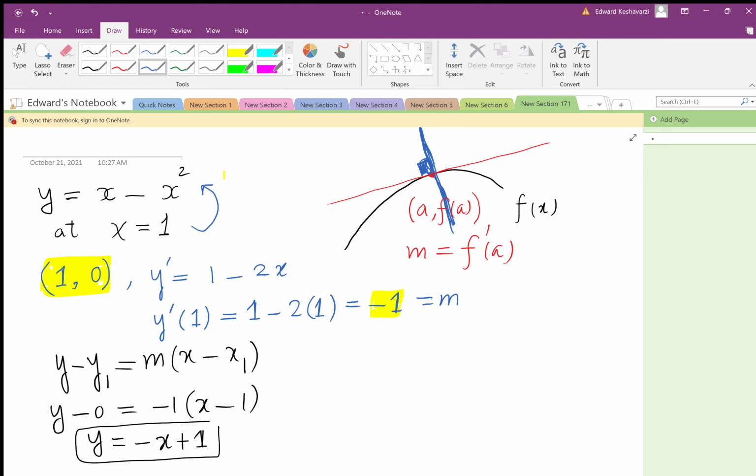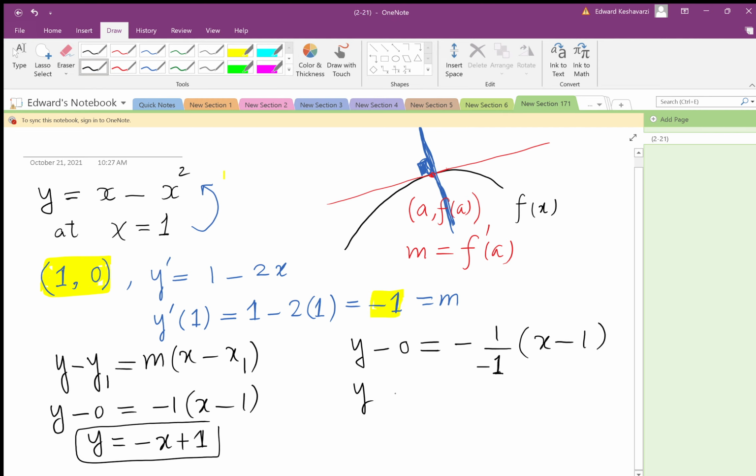Therefore, we are not going to change the point. The only thing that we will change is the slope of normal line. Therefore, I'm going to write the equation of normal line here. y minus 0 equals, so -1 over -1, negative reciprocal, times x minus 1. Therefore, y equals x minus 1 is the equation of normal line.